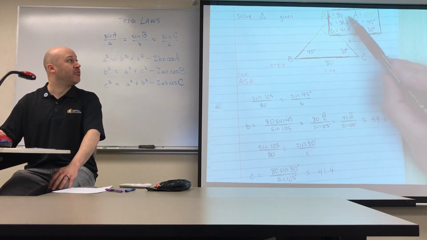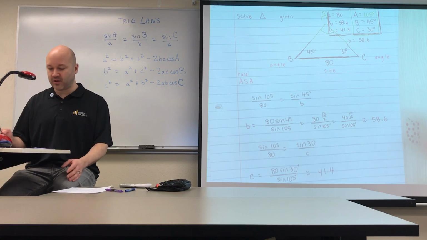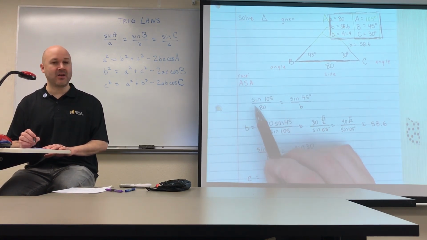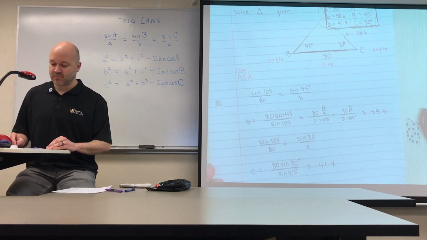Now that I know all three side lengths and all three angles, we've solved the triangle. So that's an example of the angle side angle case. We just used the law of sines. I hope that helps.